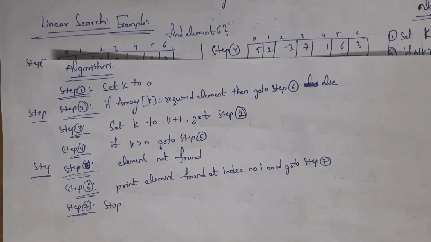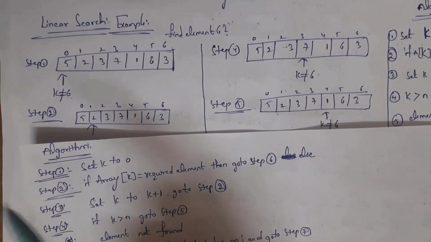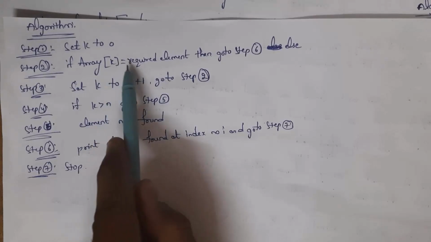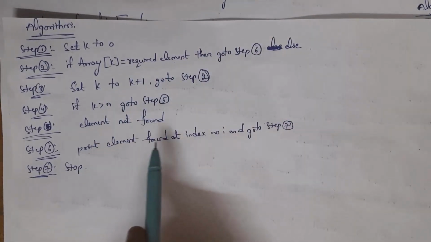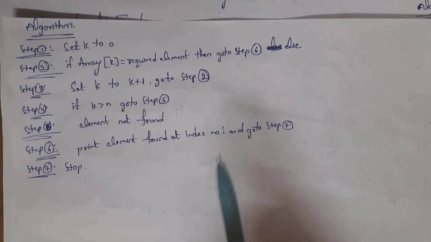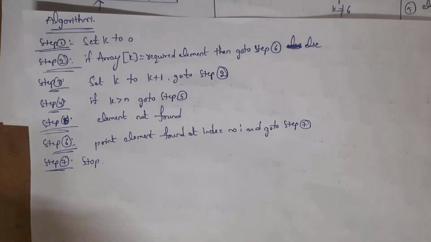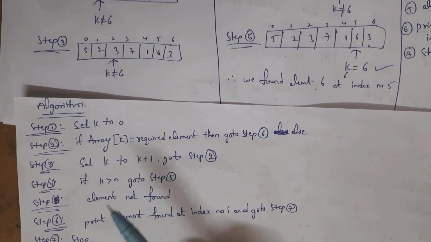This is the algorithm for linear search. In step 1, we will set k to 0. That means we will place k at index number 0. And in step 2, if array of k equals the required element, then go to step 6. Step 6 is print element found at index number i. Meaning, if the k value is equal to our required element, then we will print element found at index number, as we already discussed in the previous example.